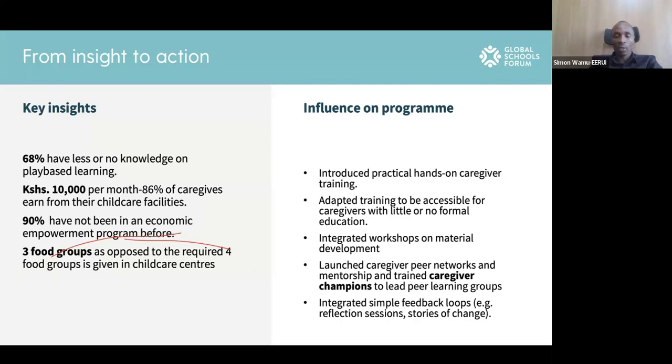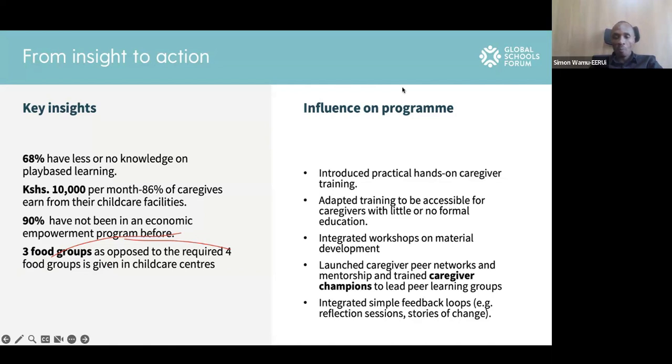And then, as I said before, we also integrated workshops on material development. This was informed by, of course, the sustainability of the program. It is not sustainable to buy these play materials, and it was necessary that we build their capacity on low-cost material development using locally available materials.